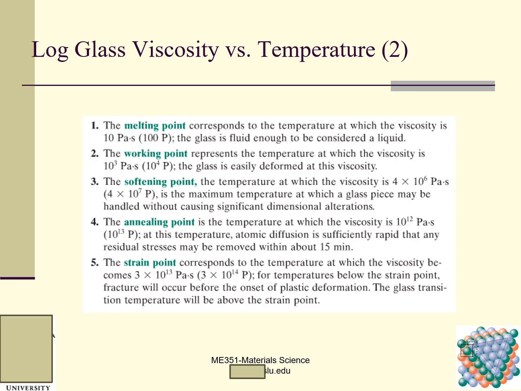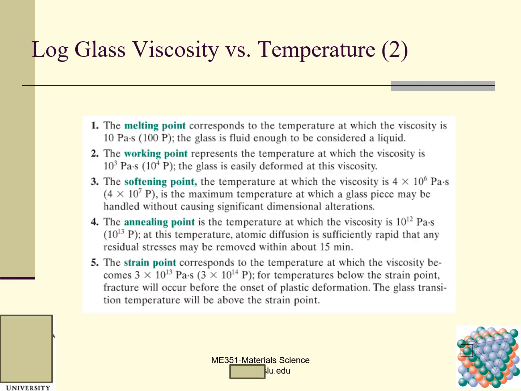Second, the glass is fluid enough to be considered liquid. So this is the melting temperature. The working point represents the temperature at which the viscosity is 10^3 Pascal second. The glass is easily deformed at this viscosity.